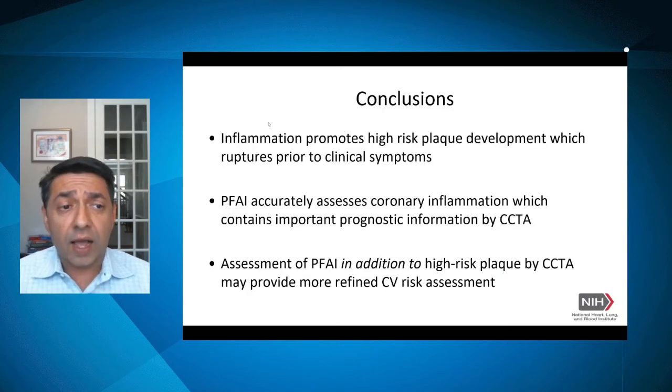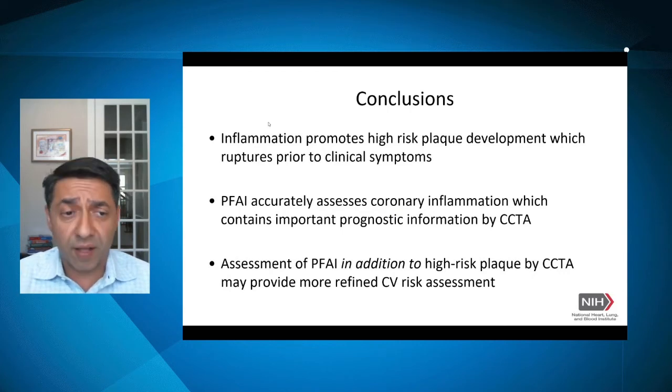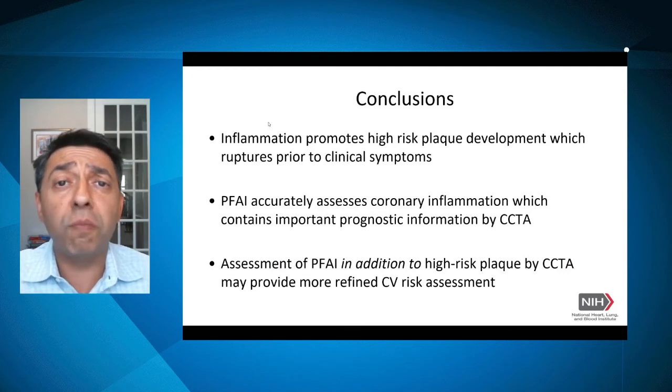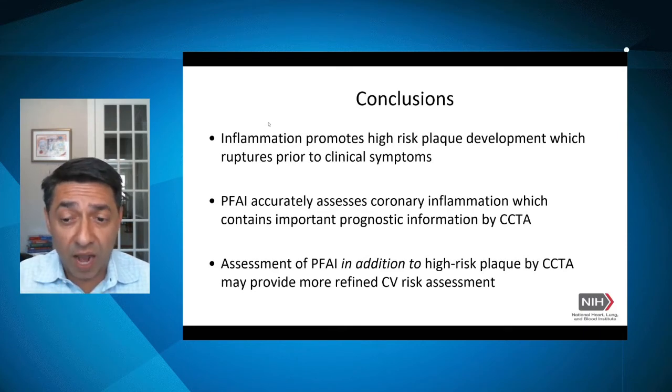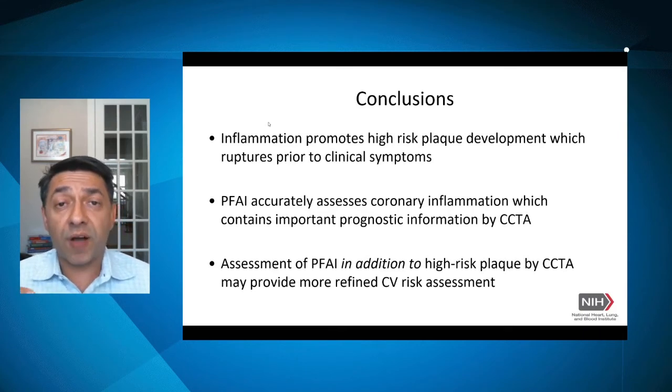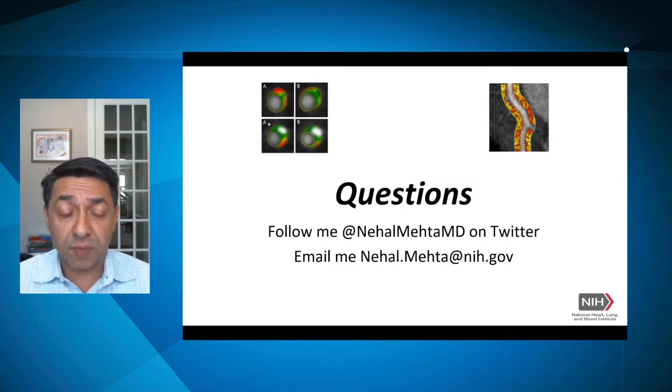So in conclusion, I demonstrate to you that inflammation promotes this high-risk plaque development, which ruptures prior to clinical symptoms, and we must do better in detecting those people. Secondly, PPHI accurately assesses coronary inflammation, which contains important prognostic information by coronary CTA. And third, assessment of PPHI, in addition to high-risk plaque by CTA, may provide even more refined risk assessment.